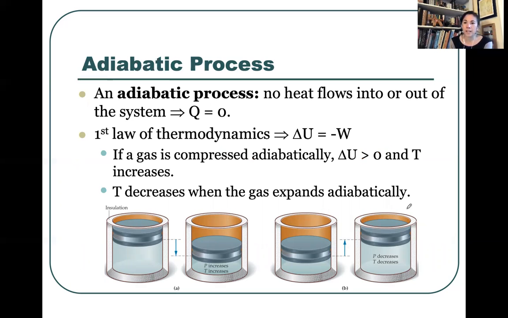All right, an adiabatic process. I will post a video of an example of an adiabatic process that I think is fun and you could actually do at home. So look for that in Canvas. I'll put it after this video. An adiabatic process is one for which we're going to have no heat flow. So adiabatic means that Q is going to be equal to 0. Typically that means that you have a system that is very well insulated, so that no heat can come in or out.